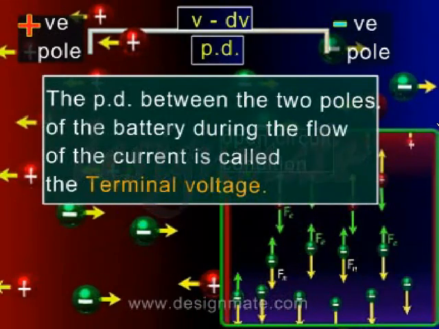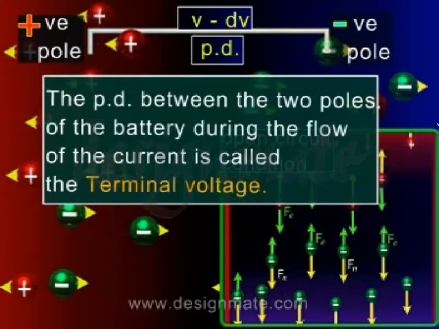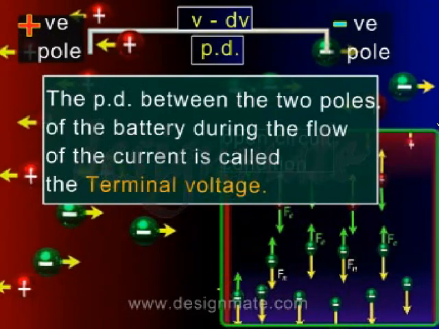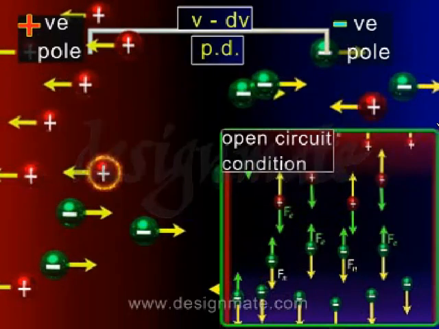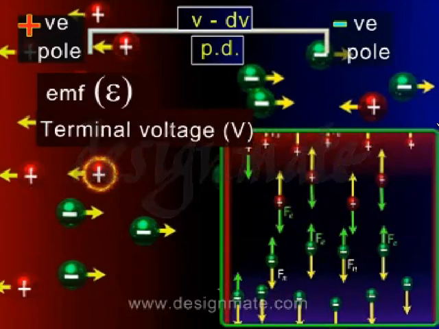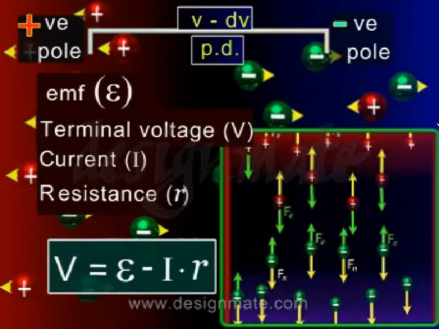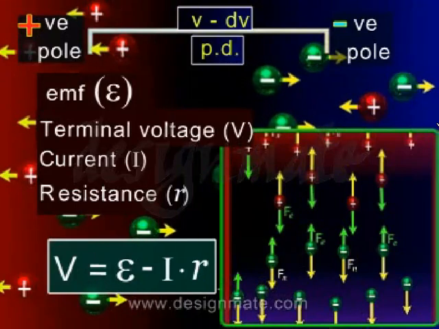The PD between the two poles of the battery during the flow of the current is called the terminal voltage. The relationship between EMF, epsilon, and the terminal voltage, V, can be given as V is equal to epsilon minus IR.